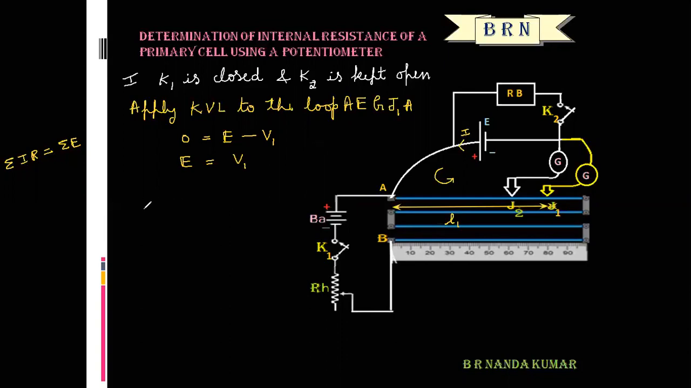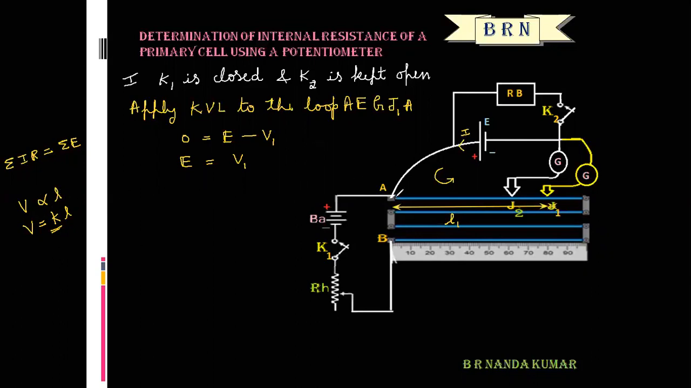What is the principle of potentiometer? When a constant and steady current flows through a wire of uniform cross-sectional area and composition, the potential difference across any length is directly proportional to that length. So V is equal to KL. K is the potential gradient. The potential drop per unit length of the potentiometer wire is called the potential gradient.